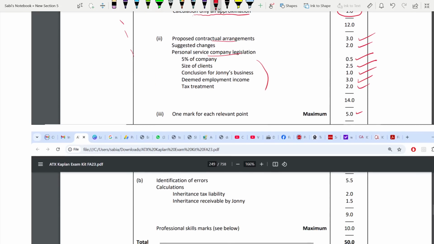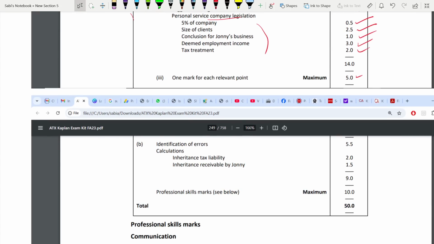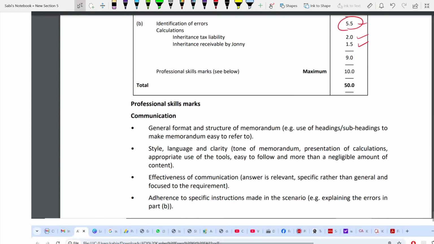And then coming to inheritance. Identifying the error, let's say 5 marks. Calculating inheritance is just 2 marks. Inheritance receivable by John is 1.5. So here identification of the error is worth more than the calculation. And then professional skill marks, we'll see how you are getting it. So for the memo, just prepare the structure of the memo. Use proper headings, subheadings, to, from, date, subject.